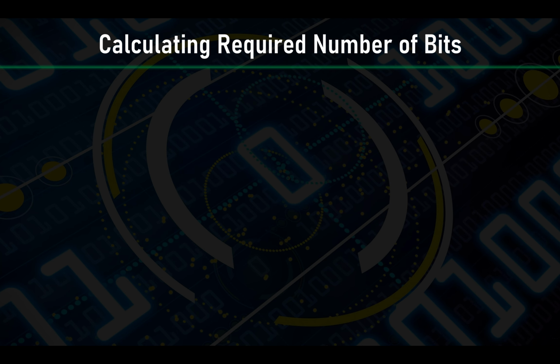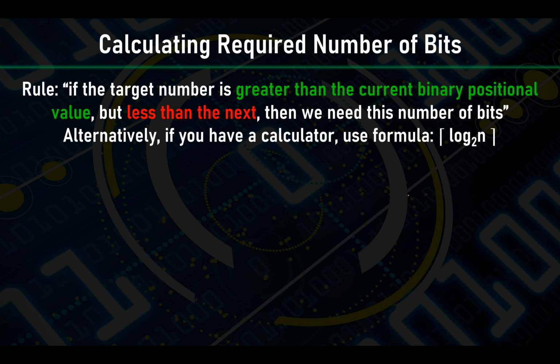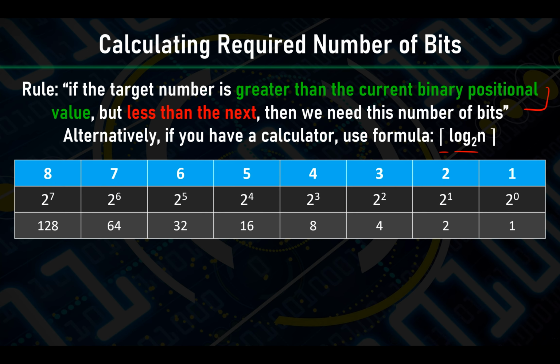Right, then if we look at how we calculate the required number of bits, the rule is: if the target number is greater than the current binary positional value, but less than the next, then we need this number of bits. Alternatively, if you have a calculator, you can use the ceiling of log base 2 of n. Effectively, it gives us the position that's in the middle. So if, for example, we want 70, 70 is going to be here, since it's bigger than 64 but less than 128. Therefore we're going to need this, which is 7 bits.